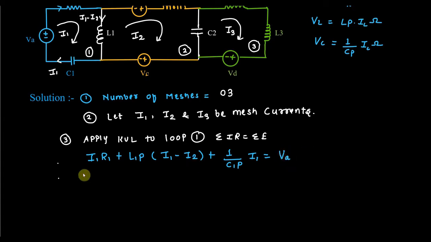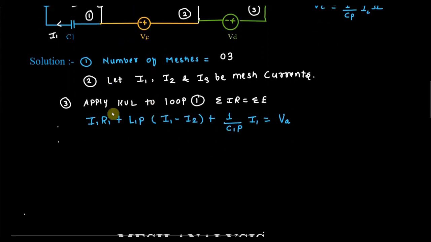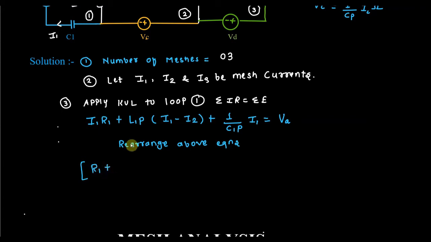Okay, so this is the first KVL equation for mesh 1. Now we will rearrange the above equation, because we have to write it in matrix form, so there are 3 unknowns. First, collect the I1 terms. It is R1 plus L1P plus 1 upon C1P. So this is the I1 term.